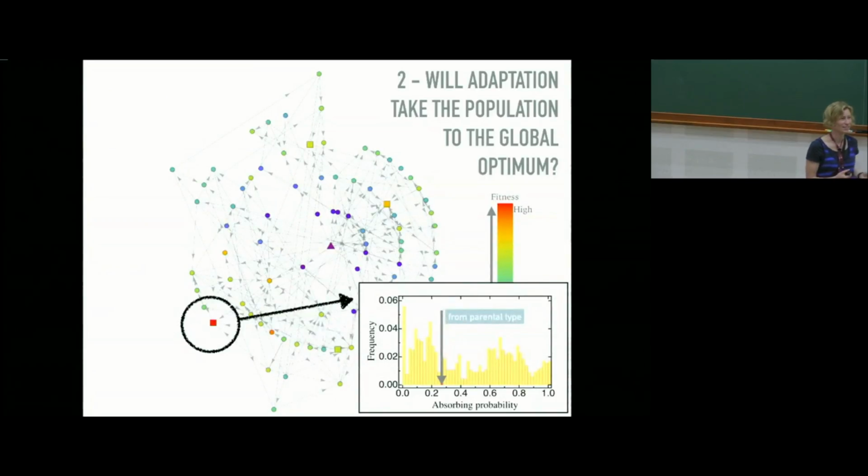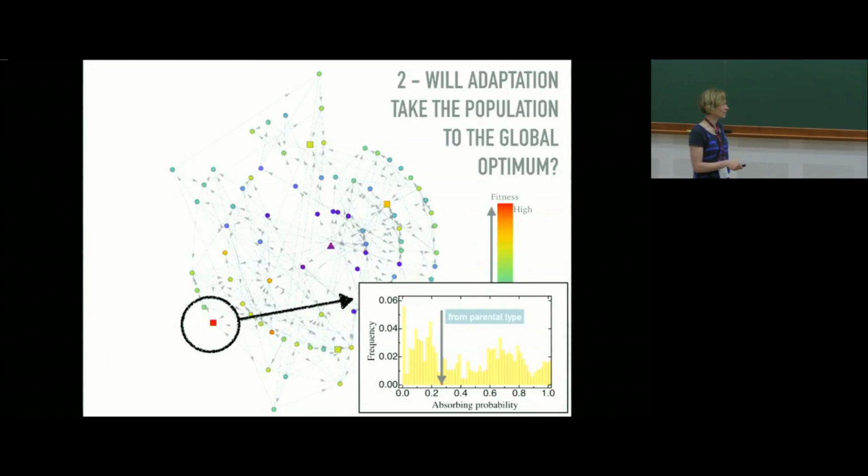Sorry, it's me. Can you explain what an absorbing probability is again? So it's the probability that if you start somewhere in the landscape, that you actually go to the global optimum.